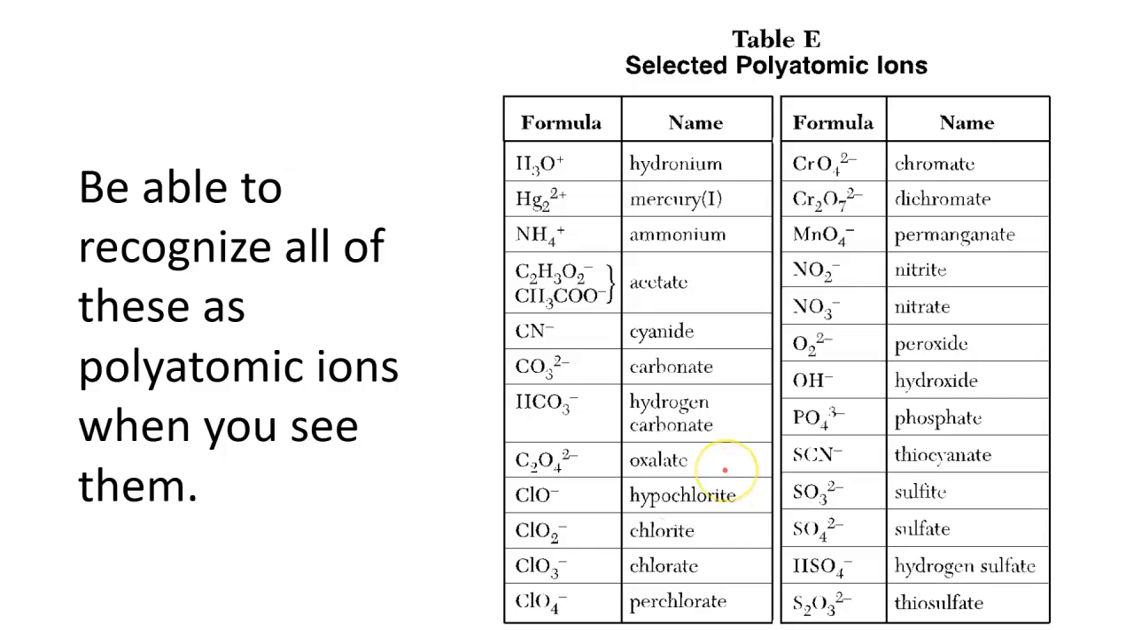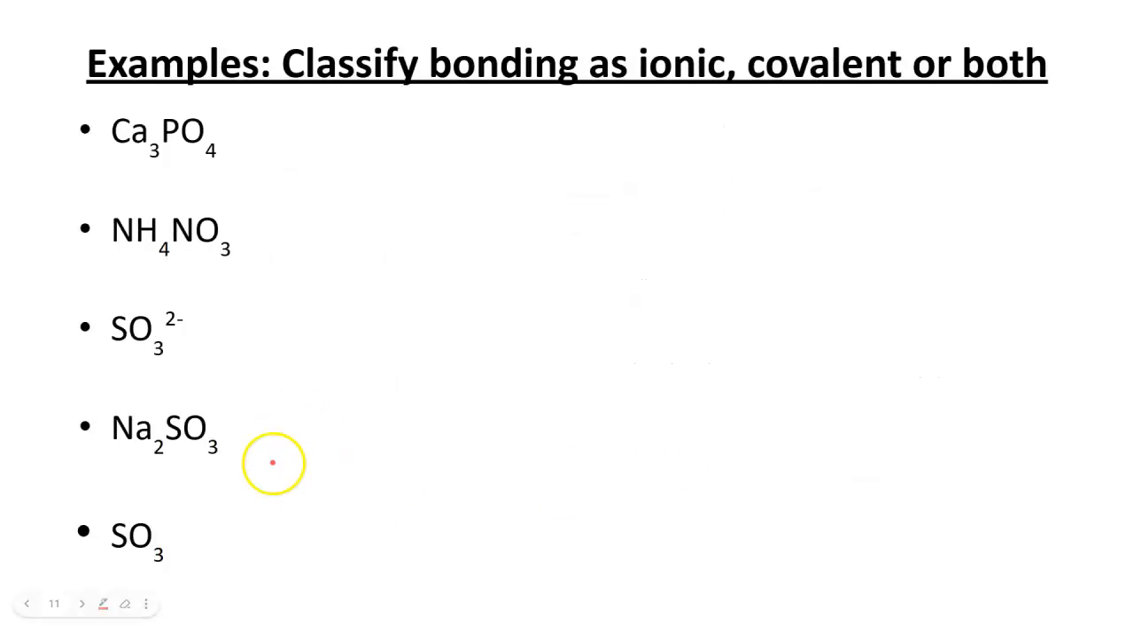Polyatomic ions exist on Table E of your reference packet, and you should frequently check there for your list of polyatomic ions to see if they're in a compound. Here are some more examples. Ca3PO4. This contains the PO4 3- ion. So this contains both ionic and covalent bonding.